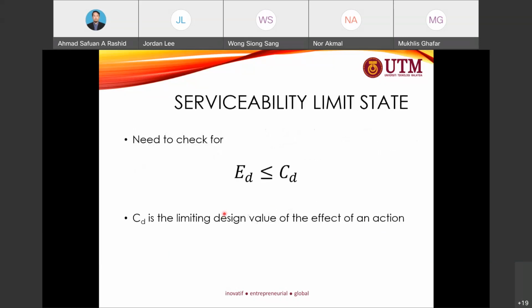Then for the serviceability limit state, we need to check Cd, which is the limiting design value of the effect of an action.